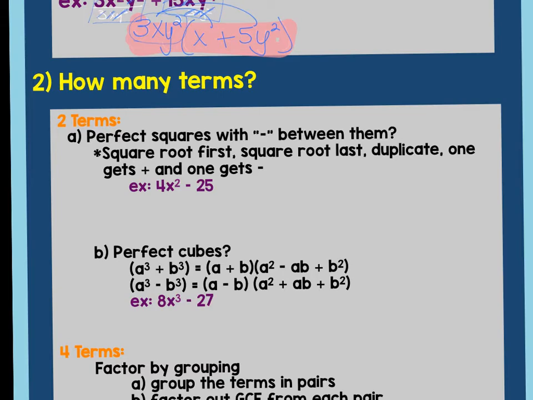All right, so if it's 2 terms, and both terms are perfect squares, and there's a minus between them. It does not work if there's a plus between them. If it's a minus between, these are called the difference of 2 squares. So the terminology there is the difference of 2 squares.